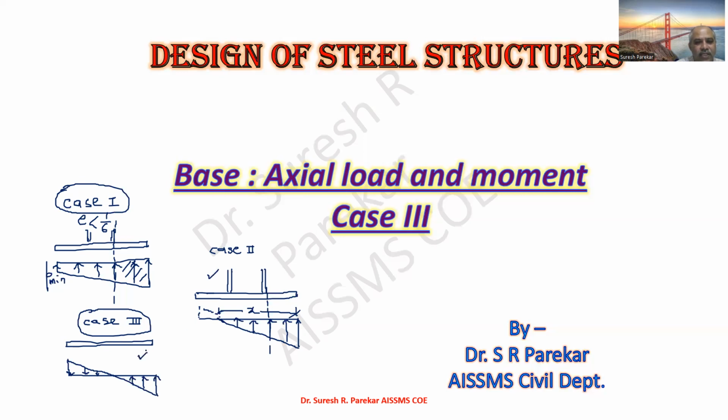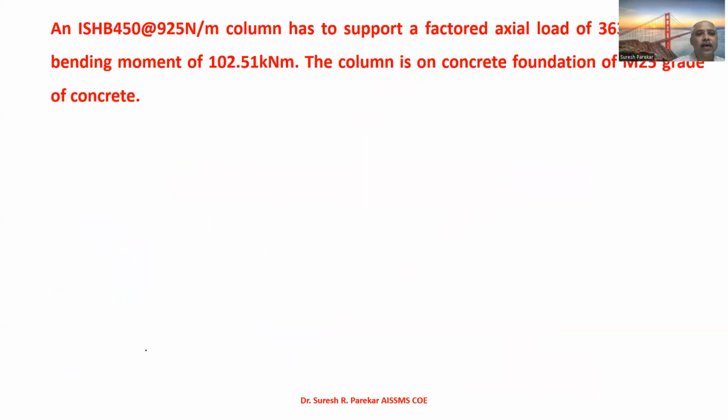Now I will go for this case 3. We have this problem: ISHB at 925 Newton per meter. The column has to support a factored axial load of 363.75. This is my reaction, that is gantry girder plus truss. If you go to the eccentric connection, you will come across these values, and this 102.51 kilonewton meter. The column is on a concrete foundation, M25 grade of concrete.